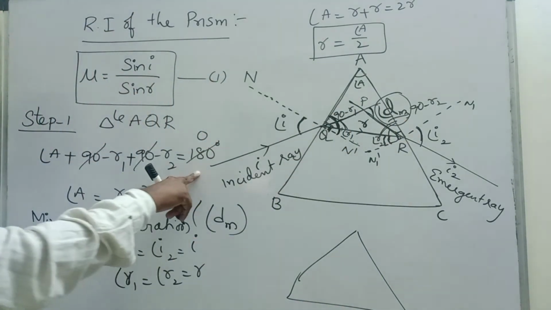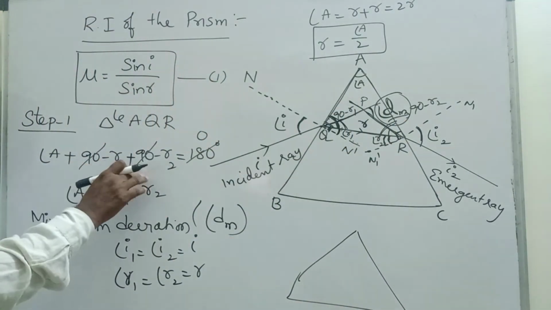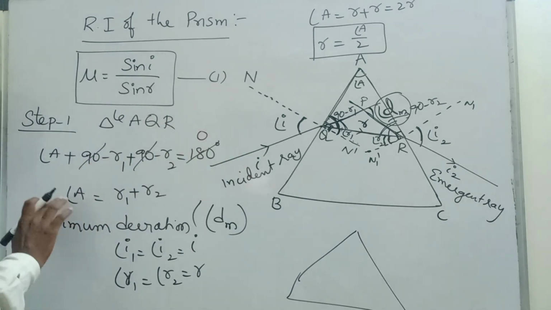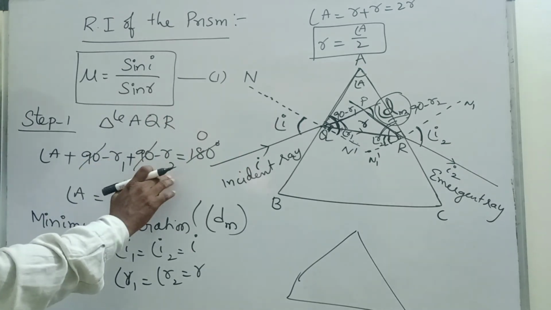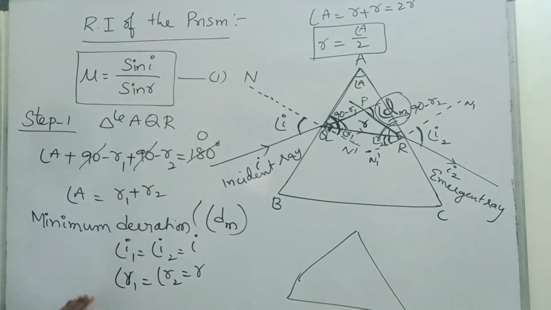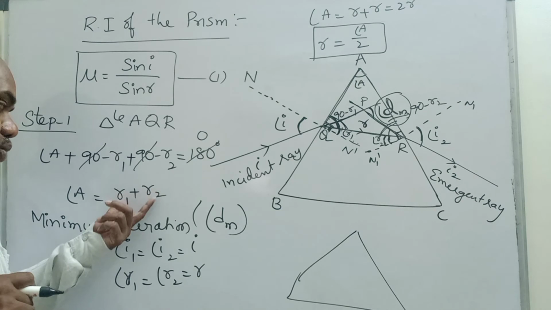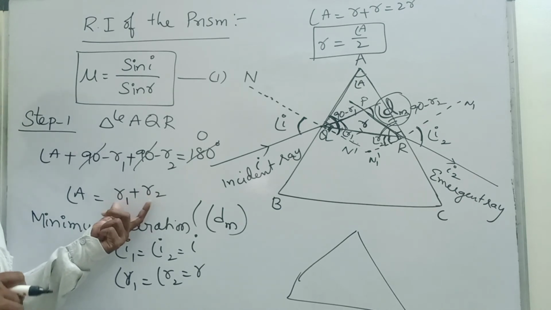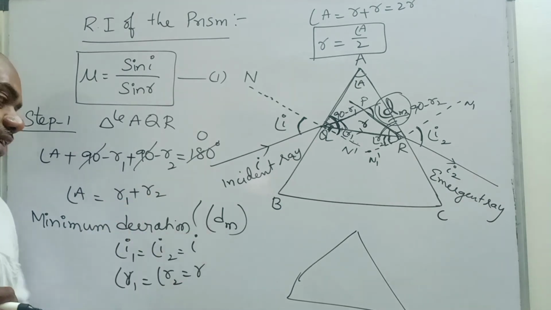Sum of angles in a triangle is equal to 180 degrees. 90 and 90 is 180, which goes to that side. It becomes 0. Angle A is equal to minus R1 minus R2 going to that side, so plus R1 plus R2. We know that minimum deviation takes place if the condition is that these two are similar. When these two coincide, then only minimum deviation takes place.